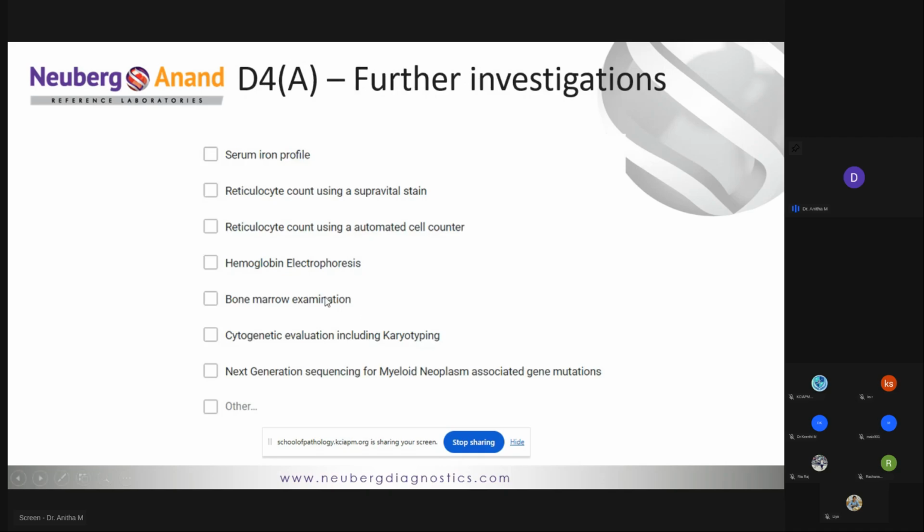So these were the further investigations which we had asked, and surprisingly, we had a lot of responses saying you have to do a Coombs test. Just to let you know, whenever you are speaking of a microcytic hypochromic anemia, your Coombs test should never be in the list unless you have ruled out everything else.